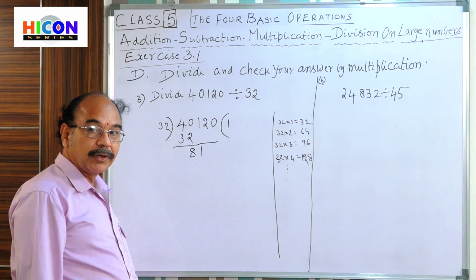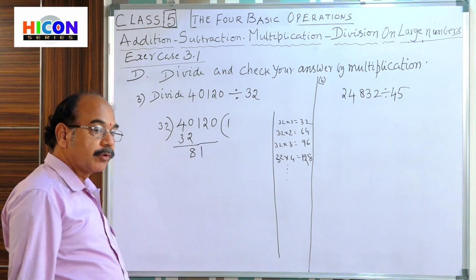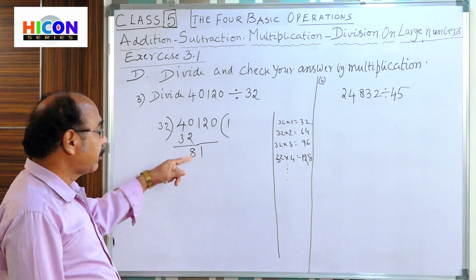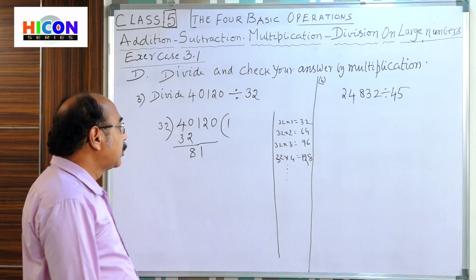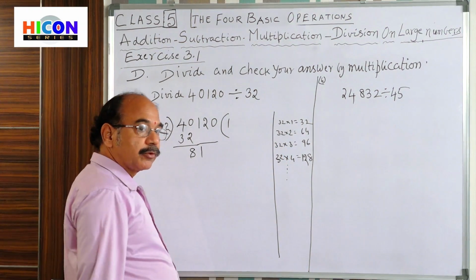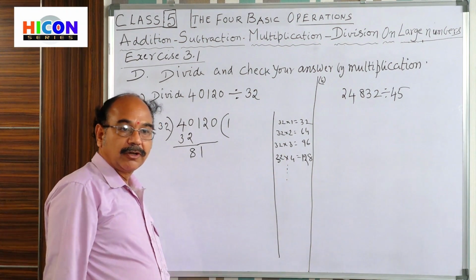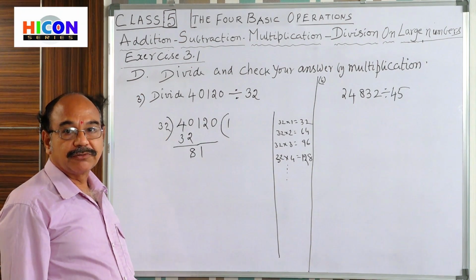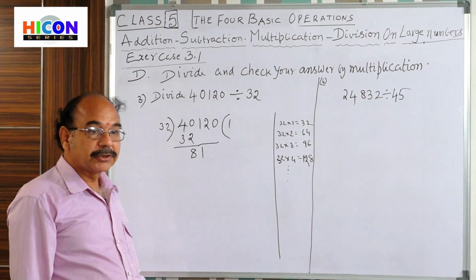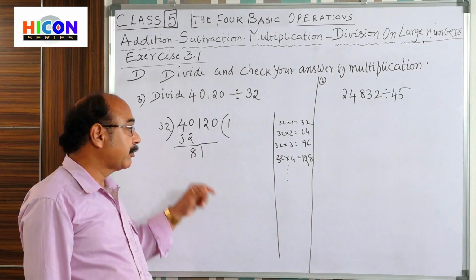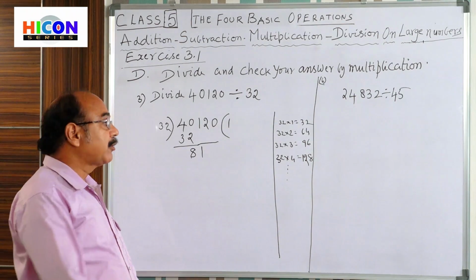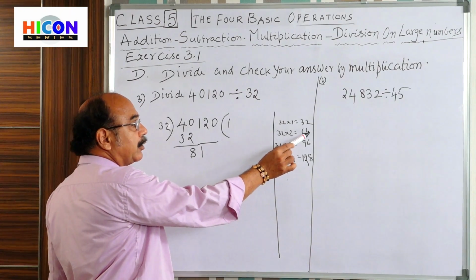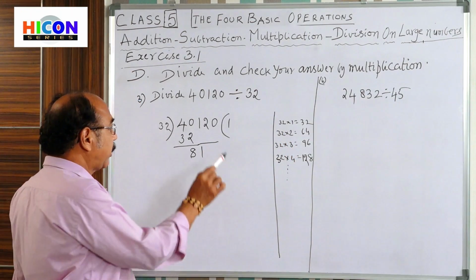Now, 81. In 81, how many times will 32 go? 2 times we say. 3 times, no chance. Why? Because if we take 3 times, 32 3s are 96. But 96 is a bigger number than 81. That's why, children, how many times do we take? 2 times. 32 2s are 64. 2 times, right?